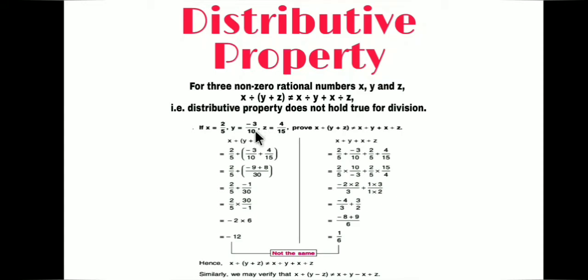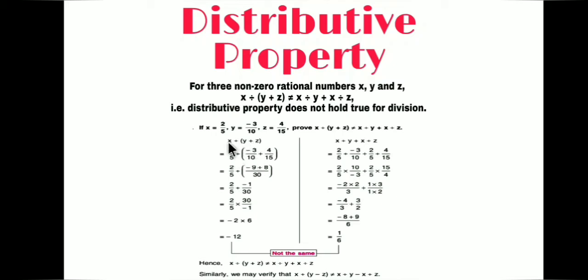If we have three rational numbers, x is equal to 2 upon 5, y is equal to minus 3 upon 10, z is equal to 4 upon 15, then we have to prove that x divided by y plus z is not equal to x divided by y plus x divided by z. On the LHS we have x divided by y plus z.